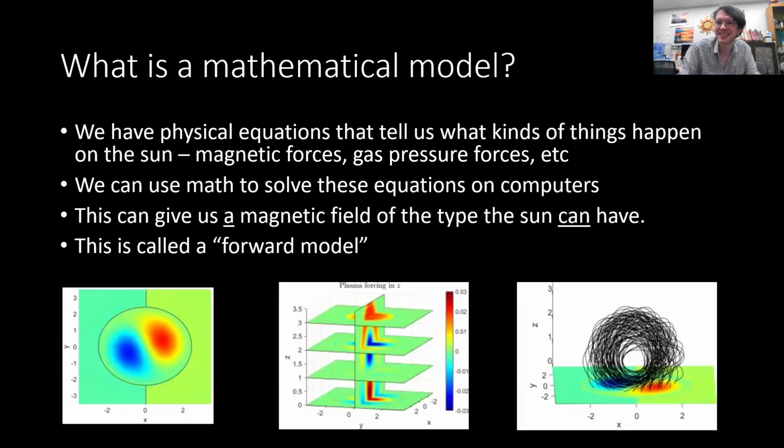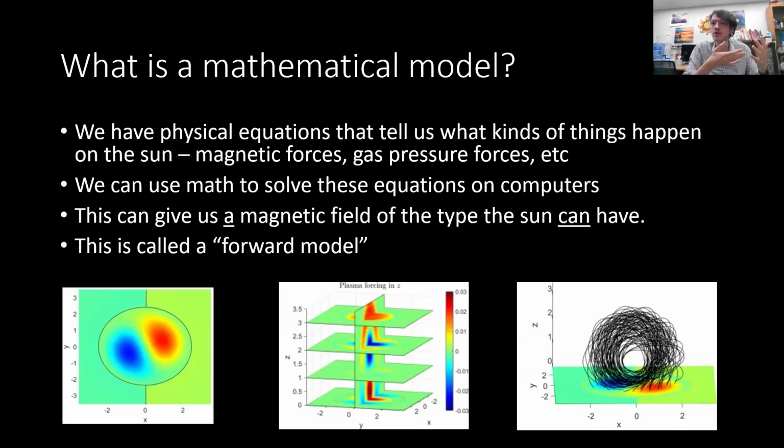We use math. We solve this problem with math. That's why I'm here at NASA. We have a bunch of equations, big, complicated equations that tell us how physics works on the sun. You can write them down with a pen and paper. They're little equalities that relate the magnetic field and the plasma, and that we know have to be true for physics.